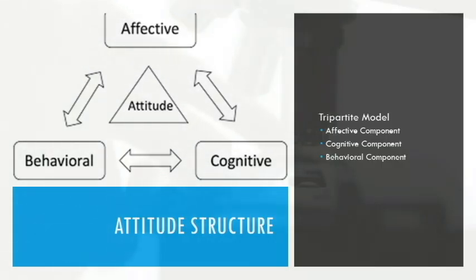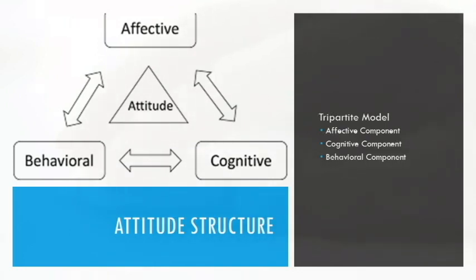So, for example, a person may have a positive attitude toward recycling, but their behavior will also depend on whether they believe others expect them to recycle, which would be the subjective norm, and whether they have easy access to recycling facilities. That would be their perceived behavioral control.